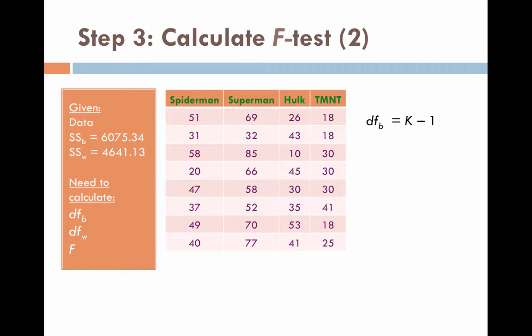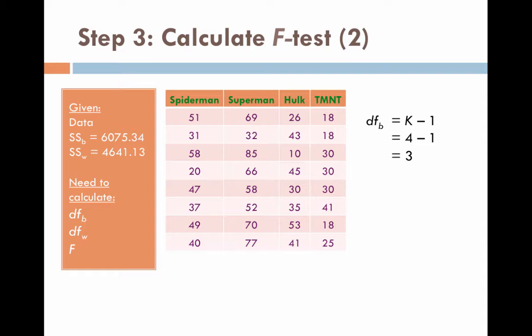So our degrees of freedom between, the formula is K minus 1, where K is equal to the number of groups. So how many groups do we have in our entire sample? We have 4 groups. We have Spider-Man, Superman, Hulk, and Teenage Mutant Ninja Turtles. So degrees of freedom between groups is equal to 4 minus 1, which is equal to 3.